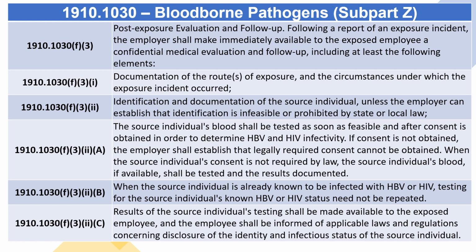When the source individual's consent is not required by law, the source individual's blood, if available, shall be tested and the results documented. When the source individual is already known to be infected with HBV or HIV, testing for the source individual's known HBV or HIV status need not be repeated. Results of the source individual's testing shall be made available to the exposed employee, and the employee shall be informed of applicable laws and regulations concerning disclosure of the identity and infectious status of the source individual.